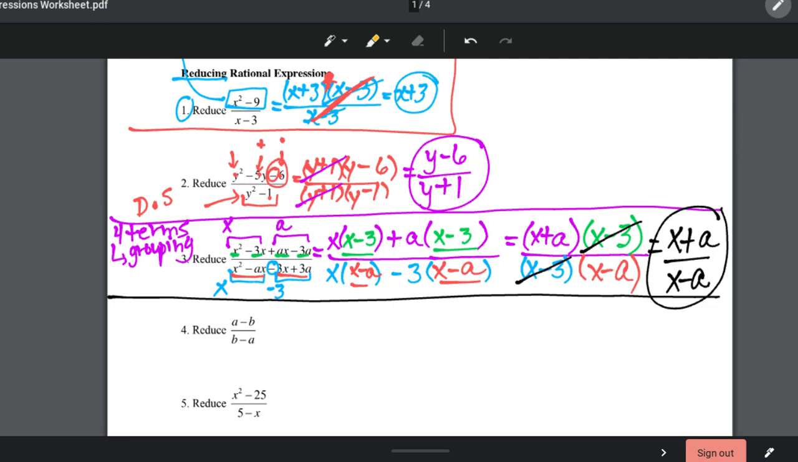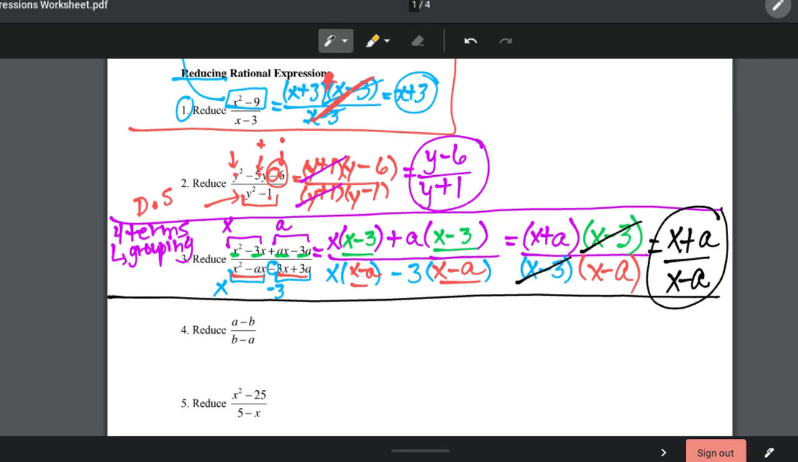Okay, and now at this last problem, number 4, a minus b over b minus a. These are really similar. It looks like they're common factors, but they're not yet because the numerator has a positive a, the denominator has a negative a. The numerator has a negative b, the denominator has a positive b. So they're opposites. Whenever that happens, they look so close that you could almost cancel them out.